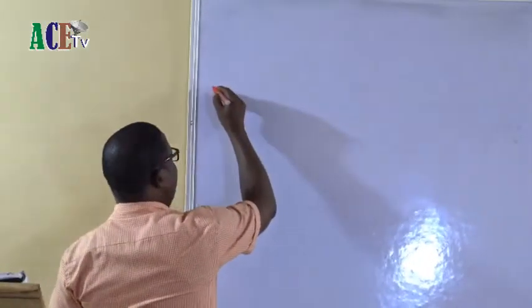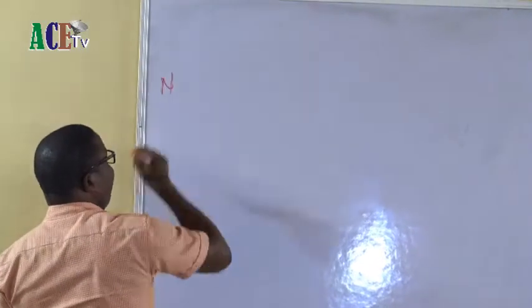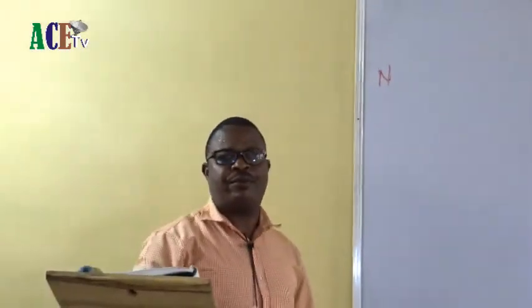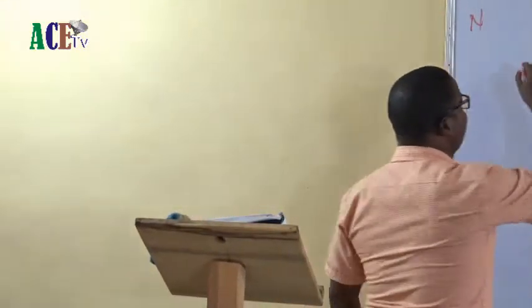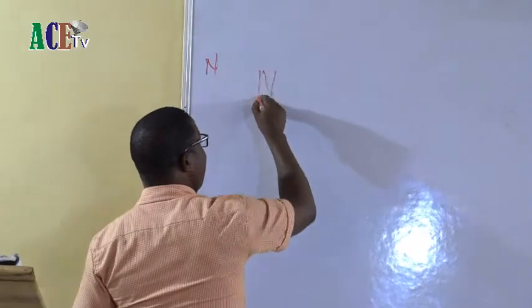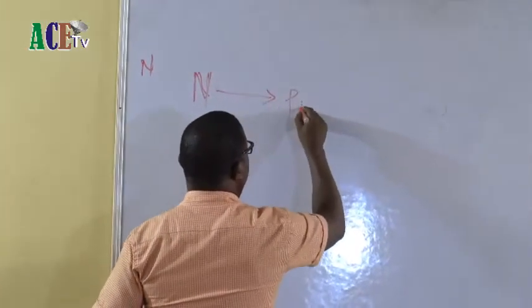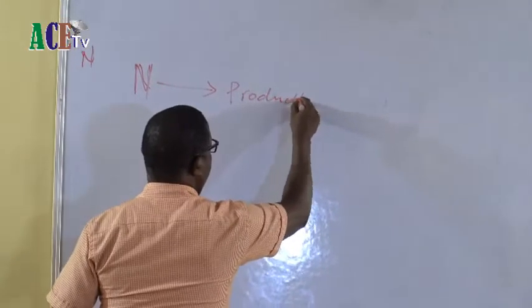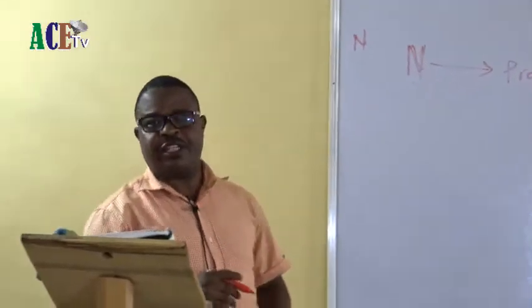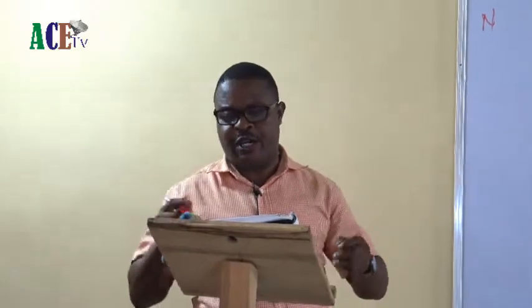The atom is N. That is the atom. Atom N, we said it follows a first order reaction to give us the product. That means a single element is reacting to give us a product. That is a first order reaction.